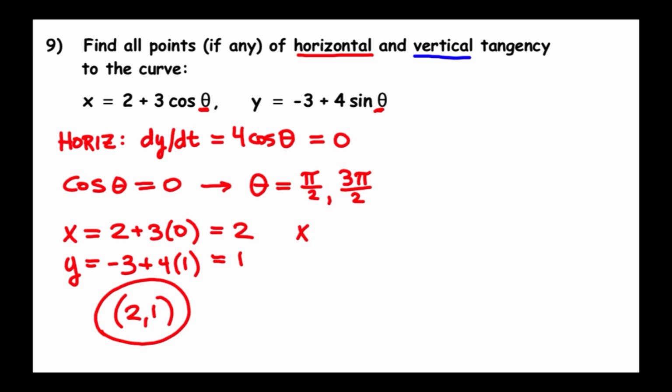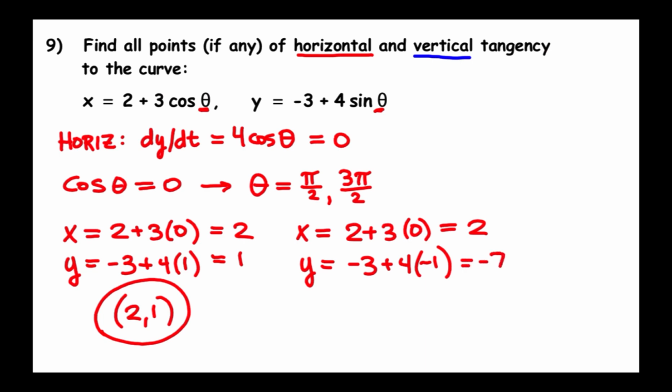Again, for the x, you're going to have x equals 2 plus 3, again, an instant replay, times 0, so that will also be 2. But with the y, that's going to go a little differently. If you plug the y in, you're going to have negative 3 plus 4 times, but this time it's going to be negative 1 because you're doing the sine at 270. So that will be negative 7. And so that's going to give you the point (2, negative 7).